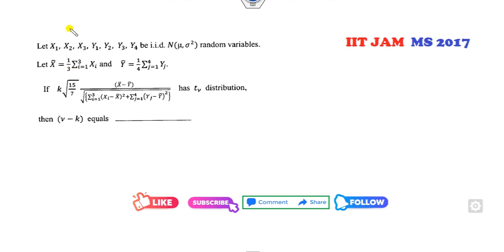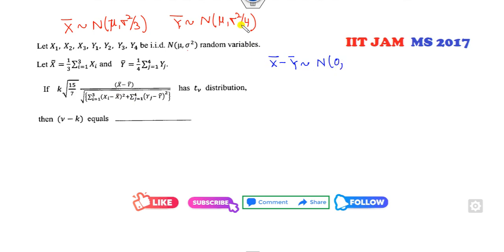Okay, same case from here. What is the distribution of x bar? Normal distribution with the mean mu, variance sigma square by 3. Y bar follows the normal distribution with the mean mu, variance sigma square by 4. Then x bar minus y bar will follow the normal distribution, and you can add the variances. Fine.